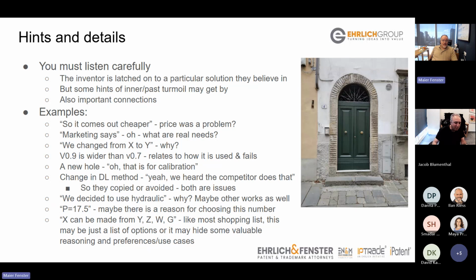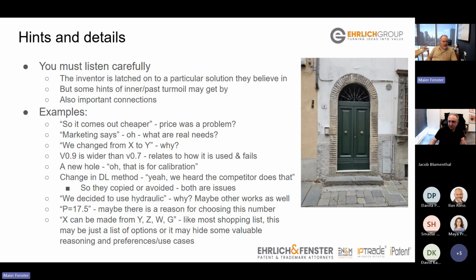You've got to listen very carefully to the inventor. Now, I've said before that the inventor has a particular solution they believe in, and perhaps not going to tell you about anything else. But even when they do that, you often hear some hint about the past or problems or relationships. And here's a few examples. The inventor says, and it comes out cheaper. Oh, price was a problem. Or marketing says, or we had X, but now we have Y. Or you see that he added a new hole in between the versions.